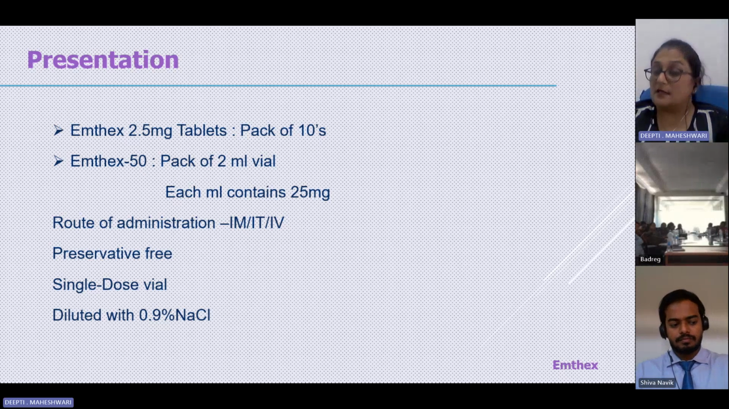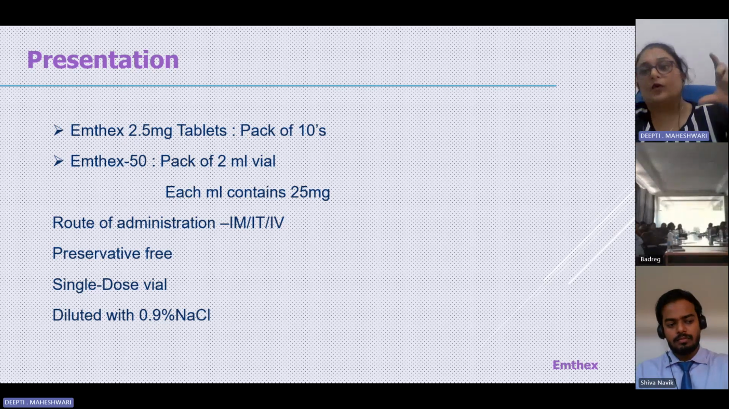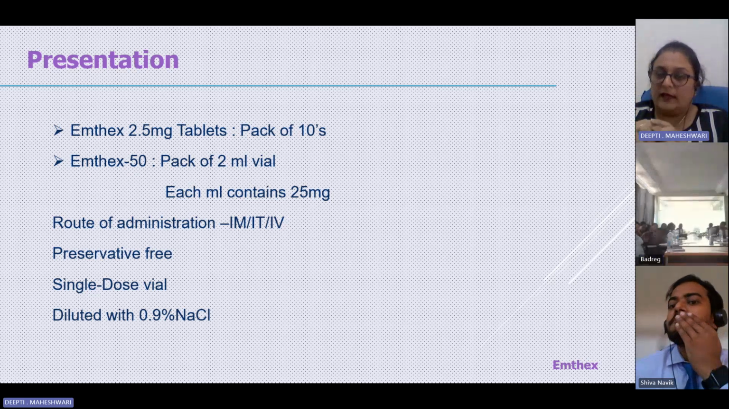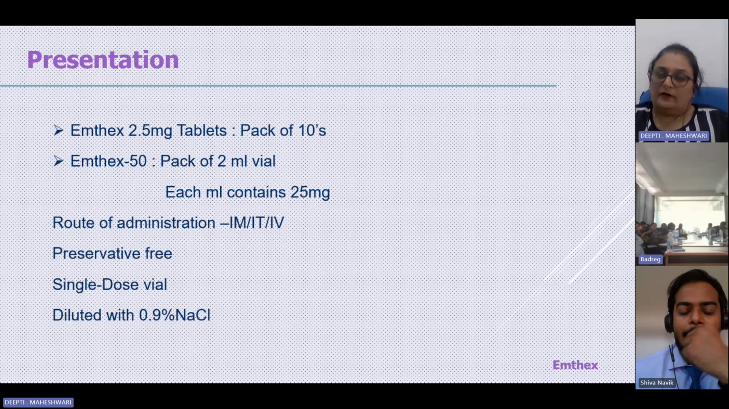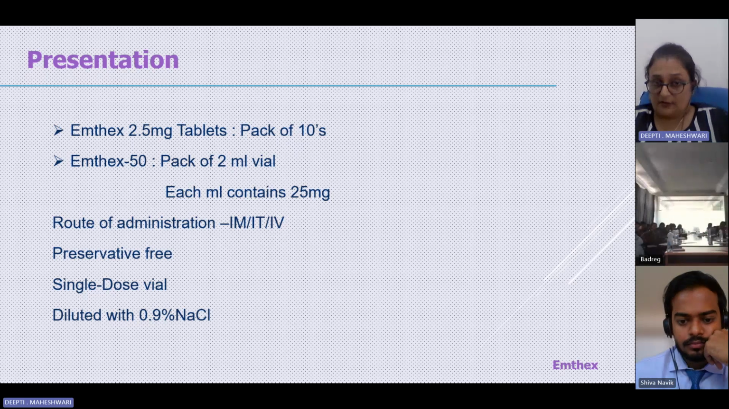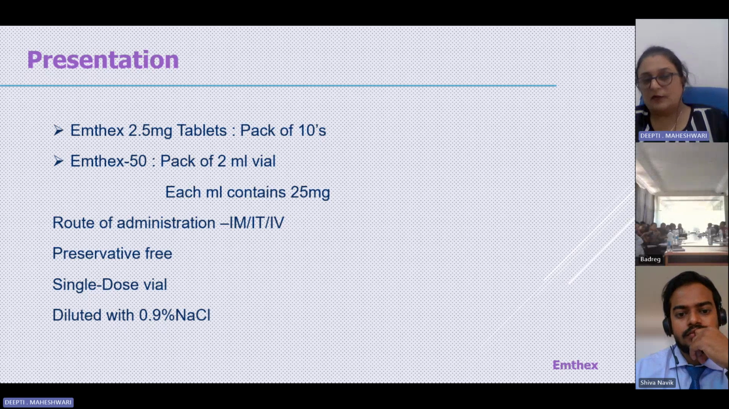Since it is preservative free, it is a single dose vial. If a drug has preservative, then it becomes a multi-dose vial. You can use the quantity and keep it in the fridge and reuse the remaining solution. But since it is preservative free, you cannot use it for the second time. The dilution is done with 0.9% sodium chloride.